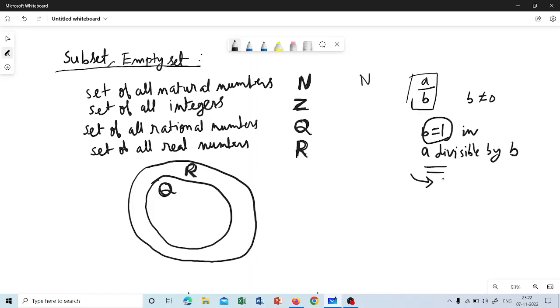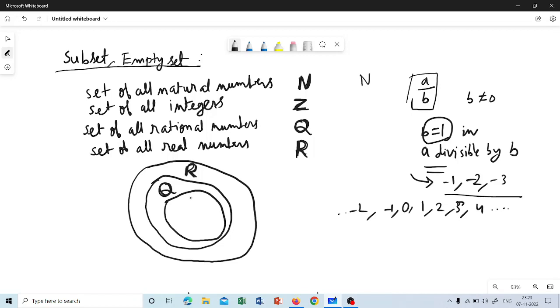A by b will be a number, right? It will be an integer, meaning 0, minus 1, minus 2, minus 3. These are negative integers. Also 0, 1, 2, 3, 4, etc. These are all integers. So inside rational numbers, they are integers, right? I hope you all get it. Integers are represented by Z. So what does this imply? That all rational numbers are real numbers.